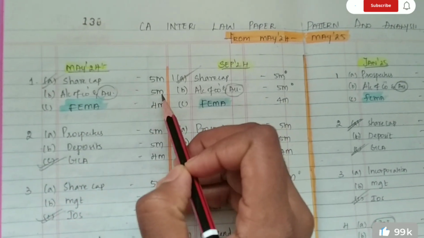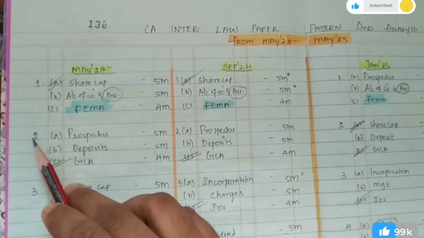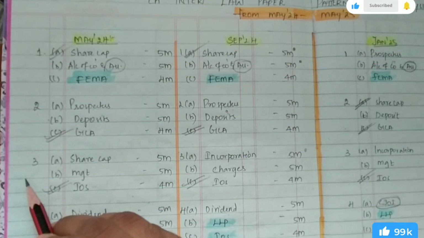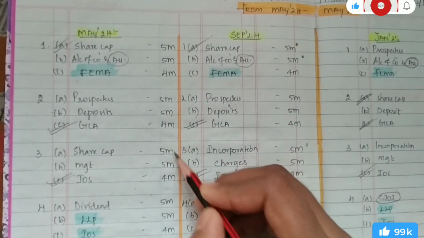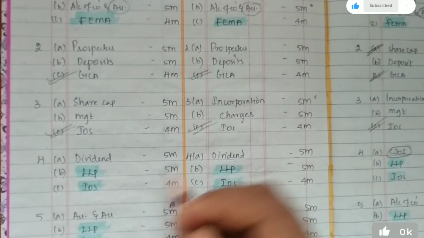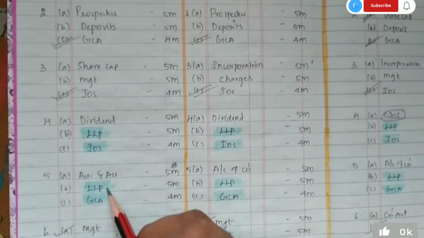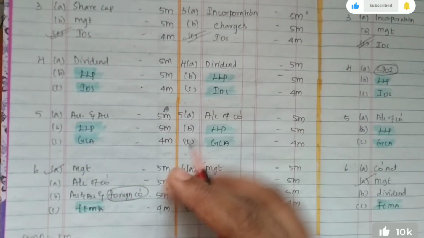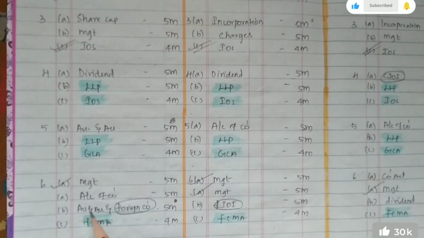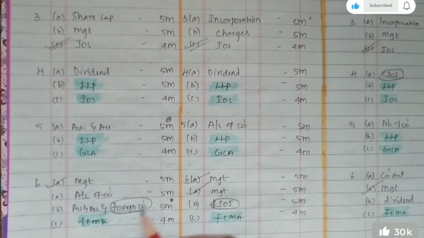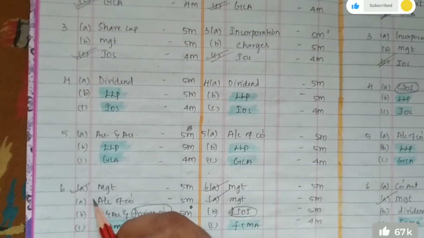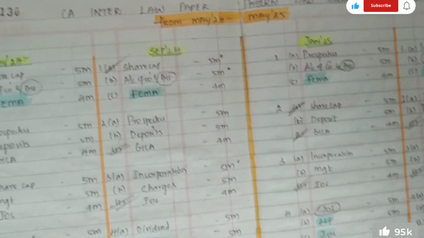accounts of companies and auditors chapter for 5 marks, FEMA for 4 marks. 2A, 2B and 2C: prospectus, deposits and GCA for 4 marks. The third question is share capital, management and IOS for 4 marks, and the fourth question is dividend, LLP and IOS for 4 marks. Fifth question: audit and auditors chapter, LLP, GCA for 4 marks. In the sixth question, they have asked about the management chapter, accounts of companies, auditors chapter as well as foreign company and FEMA for 4 marks. Here this A and B part is an either-or question for your answer.